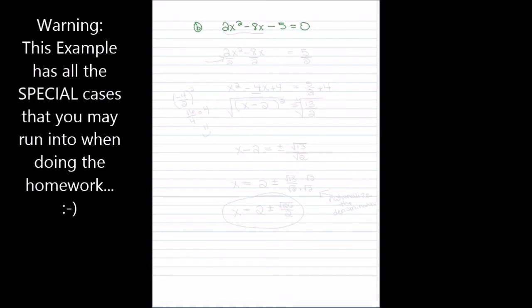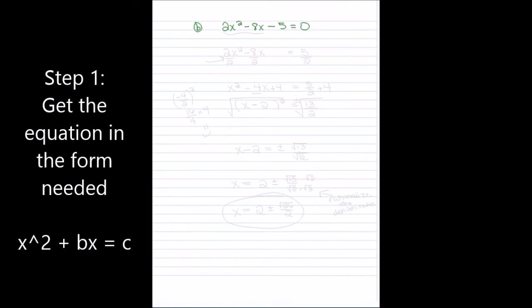Let's look at another example. So I have 2x squared minus 8x minus 5 is equal to 0. And I'm trying to get this set up in the form that I mentioned at the beginning, the x squared plus bx equals c. So I need to move the 5 to the other side because I want to get the two terms at the beginning. I want them to be by themselves. So I move the 5 to the other side and I get 5.